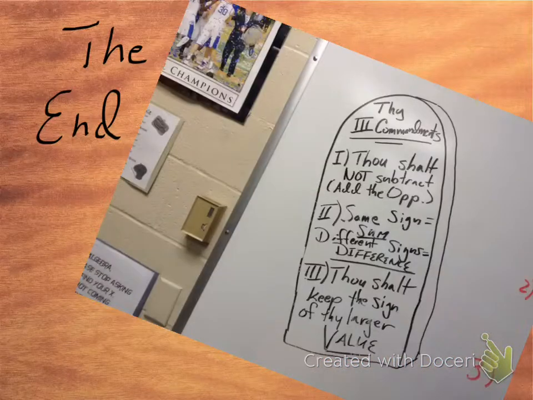That is the end. You will notice on our board right now, we do have a picture of the 3 commandments, thy 3 commandments, and there they are, 1, 2, and 3. Thou shalt not subtract, instead add the opposite. 2, if we're adding 2 things with the same sign, let's find the sum. If they're different signs, let's find the difference. And finally, 3, thou shalt keep the sign of thy larger value.